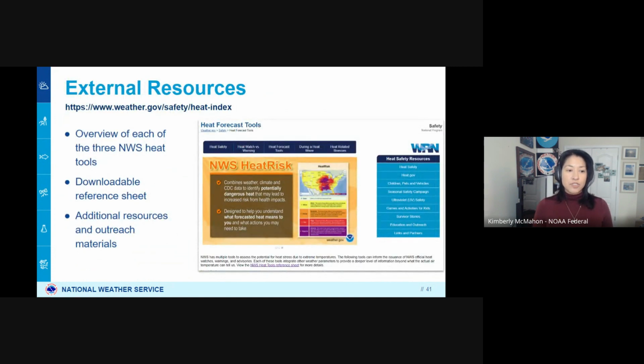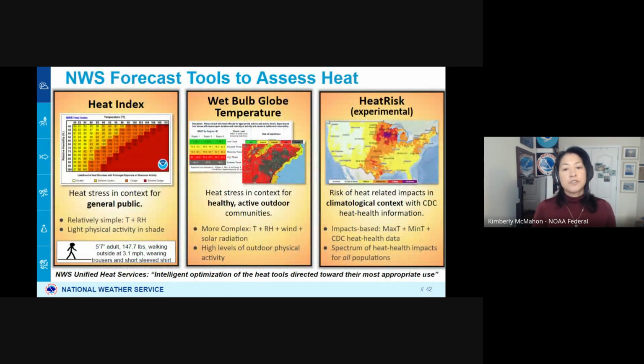So for our external resources, you can point partners to our safety page. So it's weather.gov/safety/heatindex. That specifically leads you to the tools. And this will provide you an overview of the 3 Weather Service tools, including resources and materials such as reference sheets. So lastly, I want to say that heat risk has many advantages.